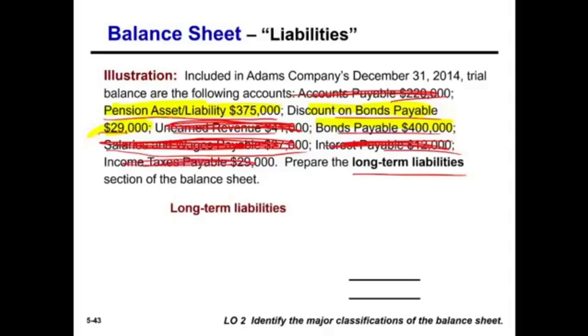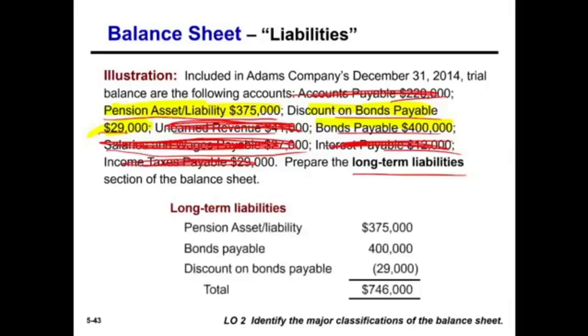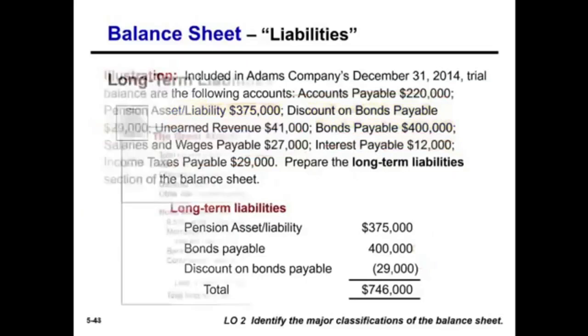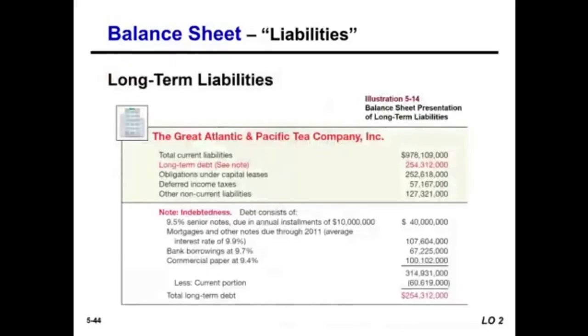So the three long-term liabilities are pension liability, bonds, and discount. And discount is a contra liability, it reduces this amount. And the other ones that I crossed out, you might be asked what are the current liabilities, and those will be the current liabilities. All right, let's take a look at this example.